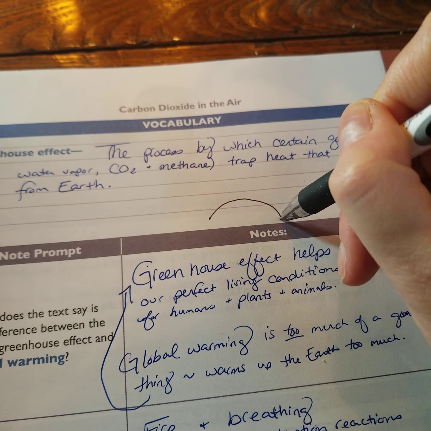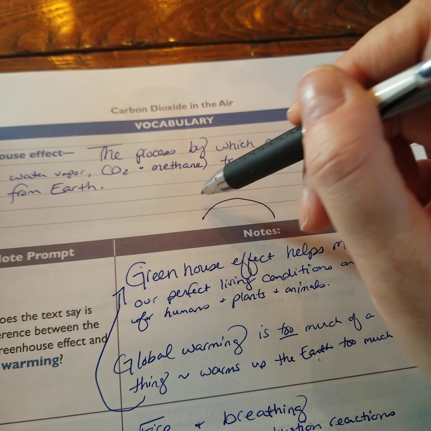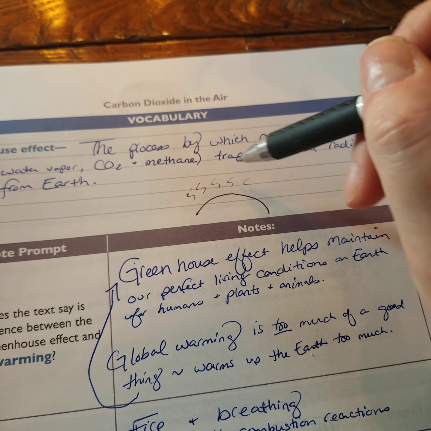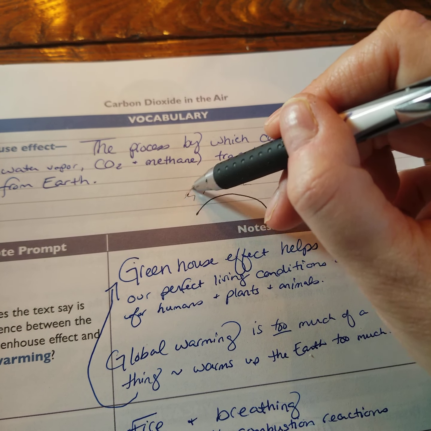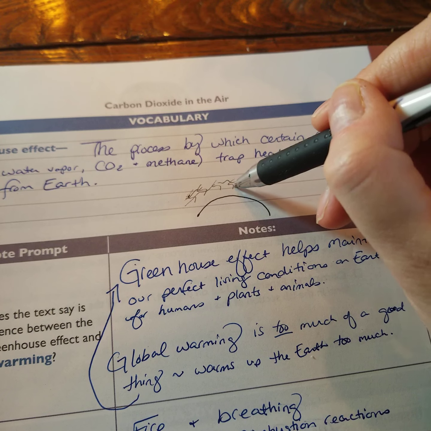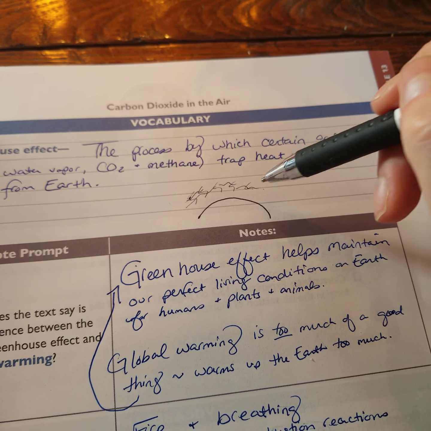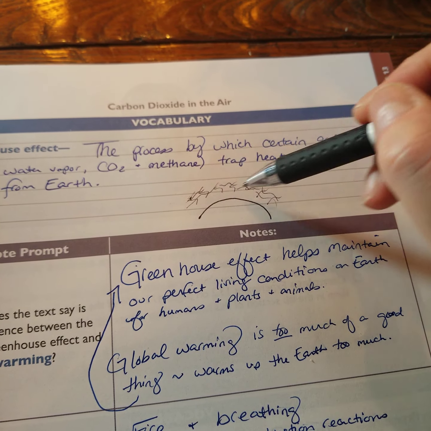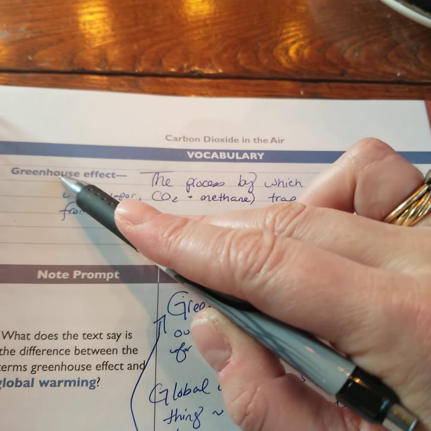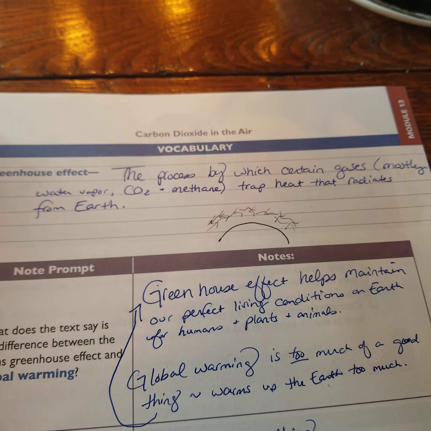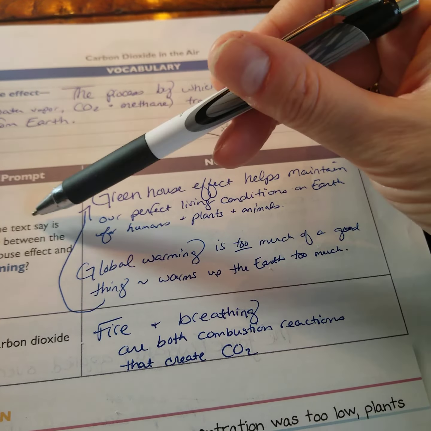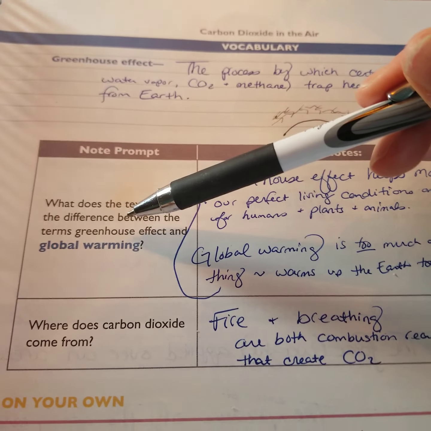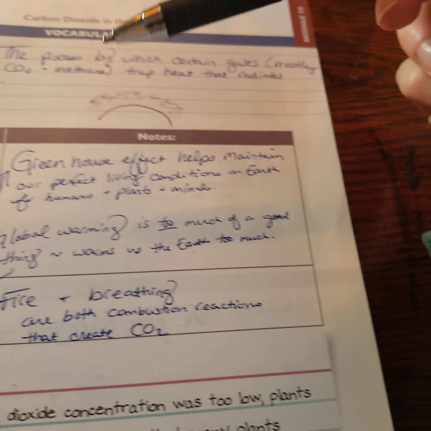So imagine here's the Earth, and here's the gases in the Earth, and then the heat goes the other way, gets trapped in that. That is the weirdest nondescript picture, but the gases trapping heat is what the greenhouse effect is. Okay. What does the text say is the difference between the terms greenhouse effect and global warming? Okay.